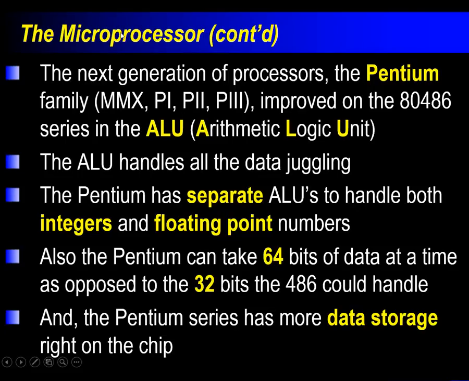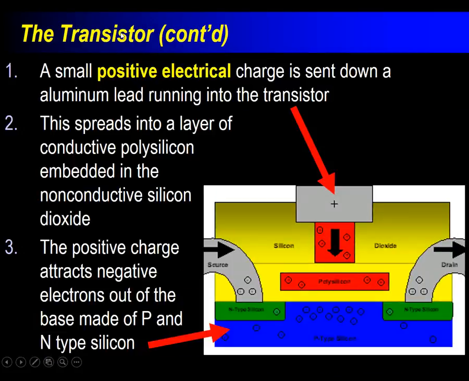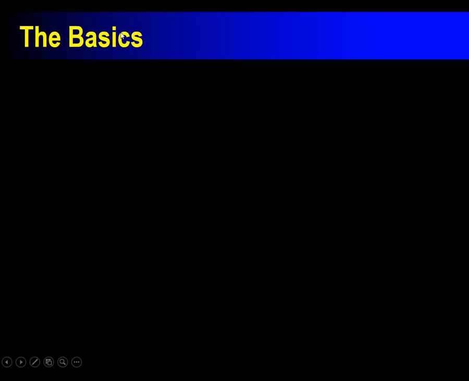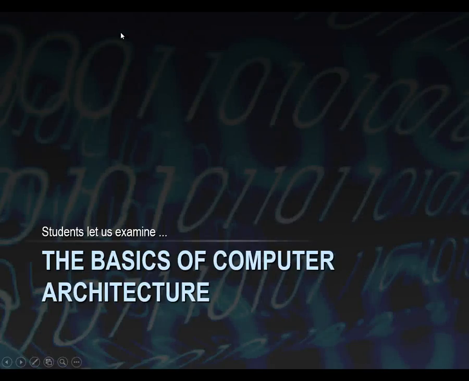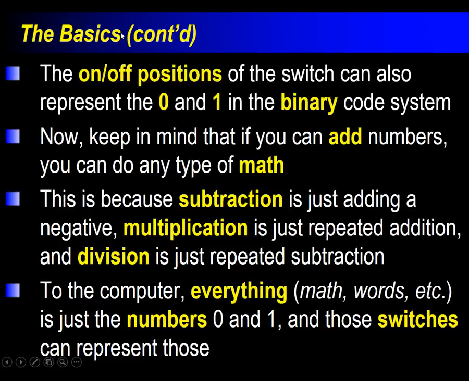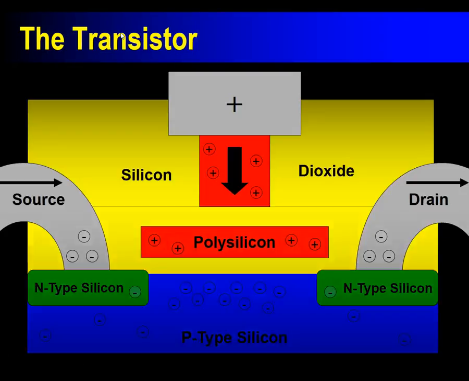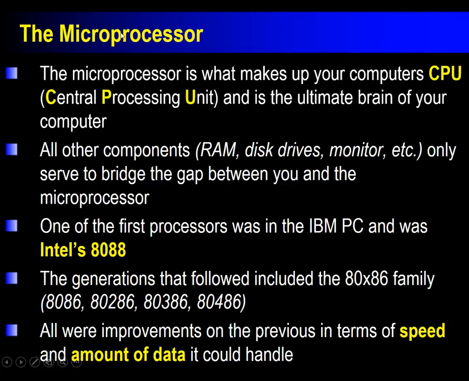Okay? Let's back up the bus here a little bit. All the way back to the IB document. Outline the architecture of the central processing unit and the functions of the arithmetic logic unit and the control unit. Okay, so you can see I'm matching up with the curriculum there a little bit, right? So that's the idea, right? I'm covering that content as we move forward. Okay, we're going to go further than that, though.